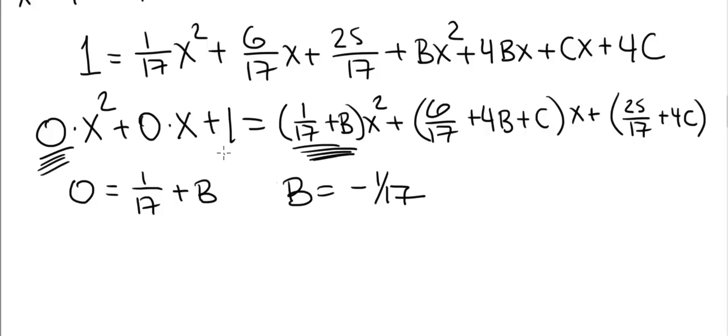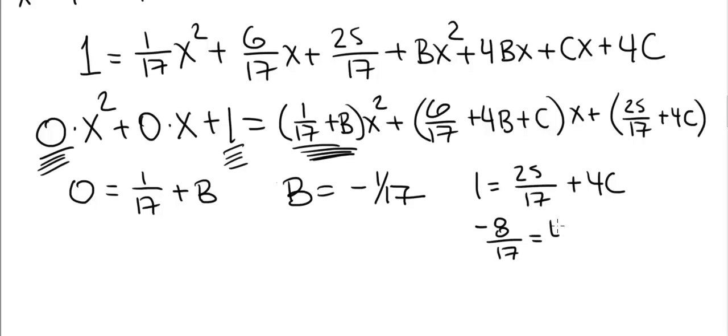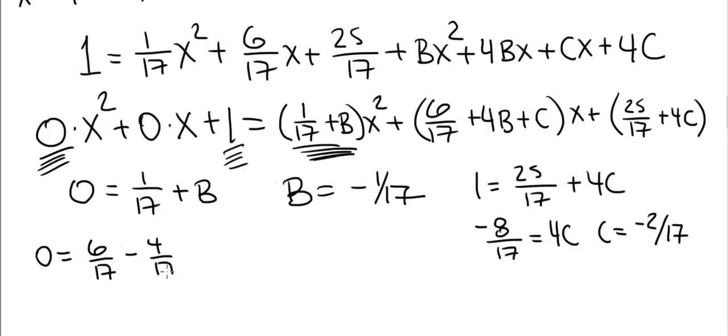And to solve for c, let's use the constant 1 on the left. That's 25 over 17 plus 4c on the right. 1 minus 25 over 17 is minus 8 over 17, equal to 4c. c is equal to minus 2 divided by 17. We still haven't used the x coefficient. On the left, it's 0. On the right is 6 over 17 plus 4b, that would be minus 4 over 17, plus c, which is minus 2 over 17. You can see that 0 equals 0, and that's just a way of checking that we did everything right so far.